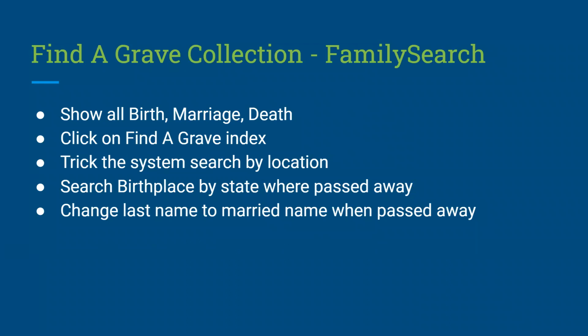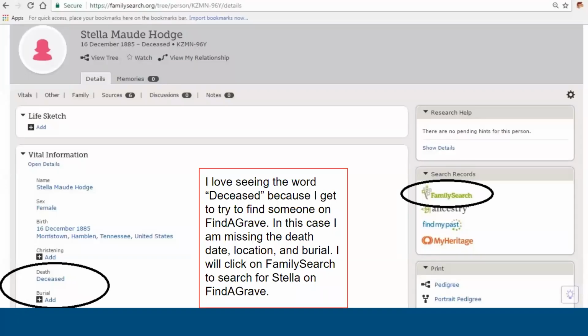Now when you're searching on FamilySearch, you can search the Find a Grave collection. It's in FamilySearch. You just have to trick the system a little bit, because the default search in FamilySearch is by birth location and by maiden name. So for females, you almost have to change that search to their married name. And if you know the state, or let's say they moved to different states, you'd have to change that to search for that location. So I'll show you what I mean.